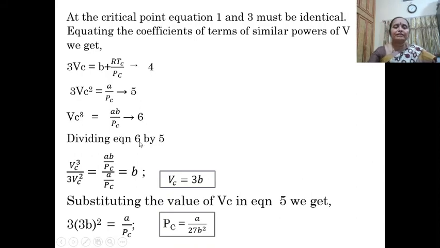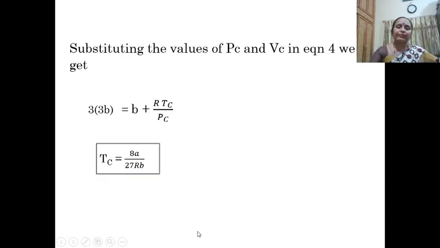Dividing equation 6 by 5, after simplification I get Vc equal to 3b. Substituting the value of Vc in equation 5, we get 3 into 3b square equal to a by Pc, so Pc is equal to a by 27b square. Substituting the values of Pc and Vc in equation 4, we get 3 into 3b equal to b plus RTc. Further simplification gives Tc equal to 8a by 27Rb.